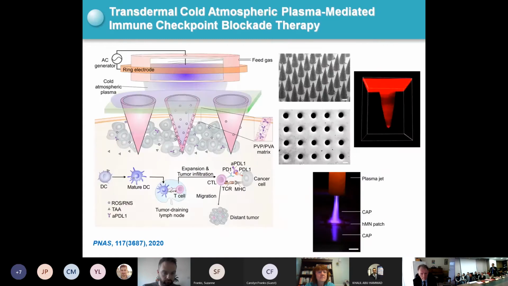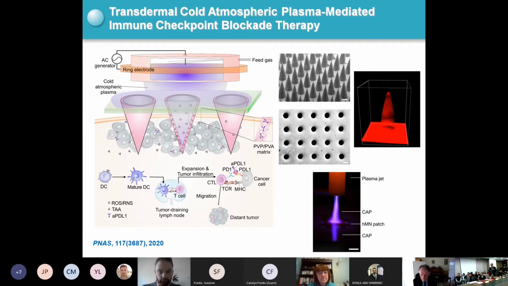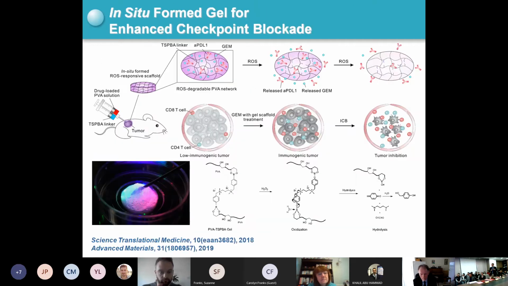And we also even make this kind of whole structured microneedle patch to guide the cold atmospheric plasma to the tumor sites. And the plasma actually can help generate the RNS, the reactive oxygen species or reactive nitrogen species, and can induce the immunogenic cell deaths, and it can work together with the antibody to boost the efficacy.